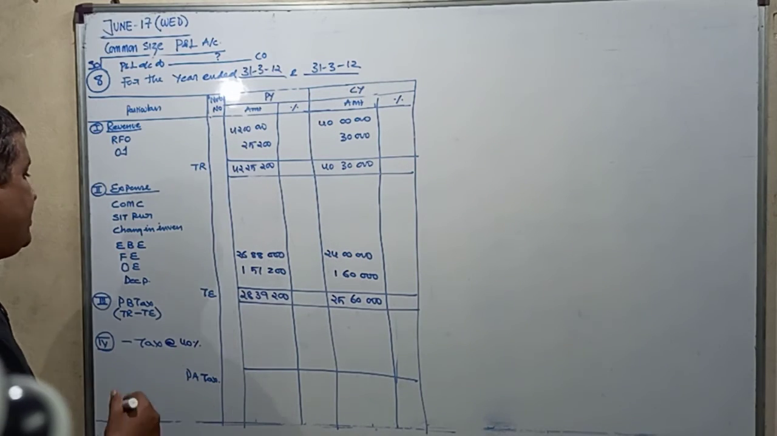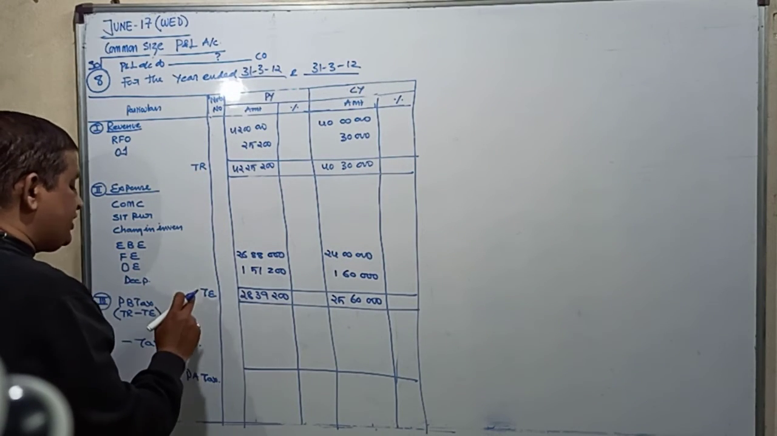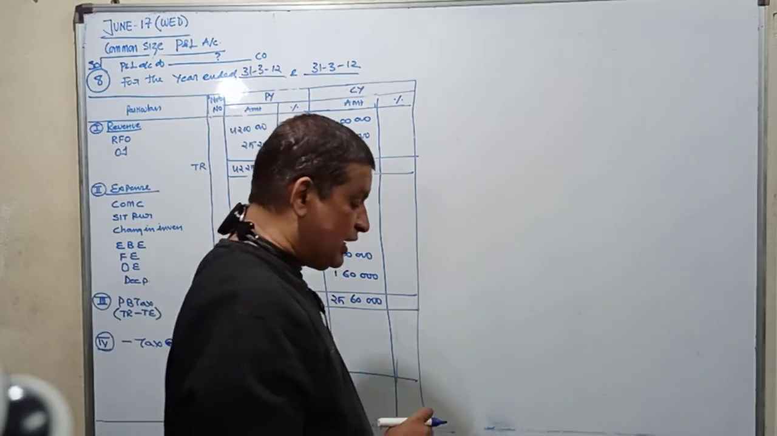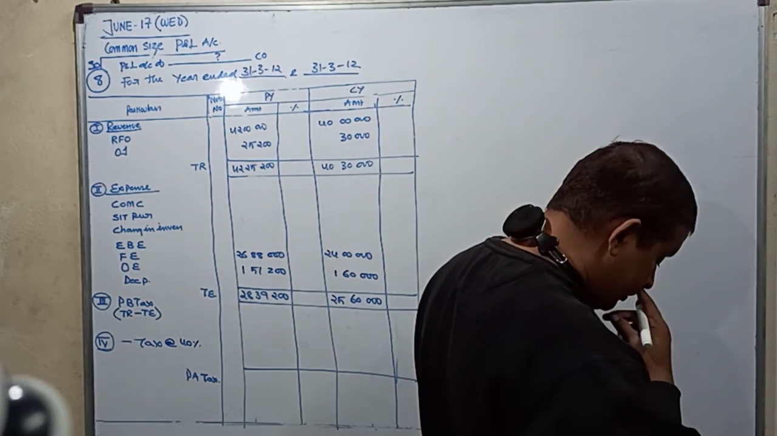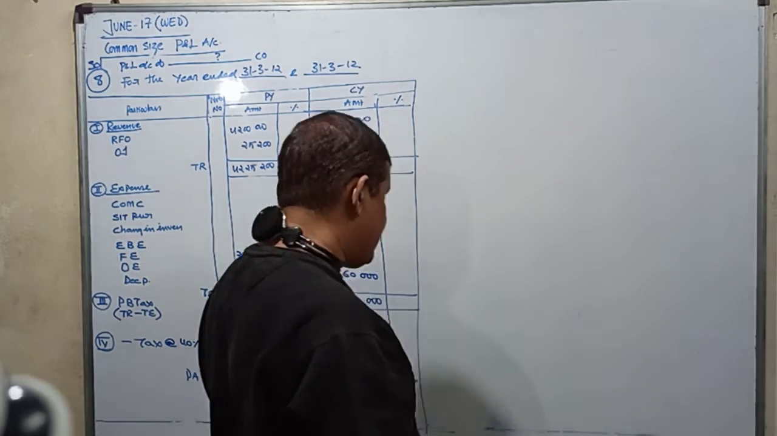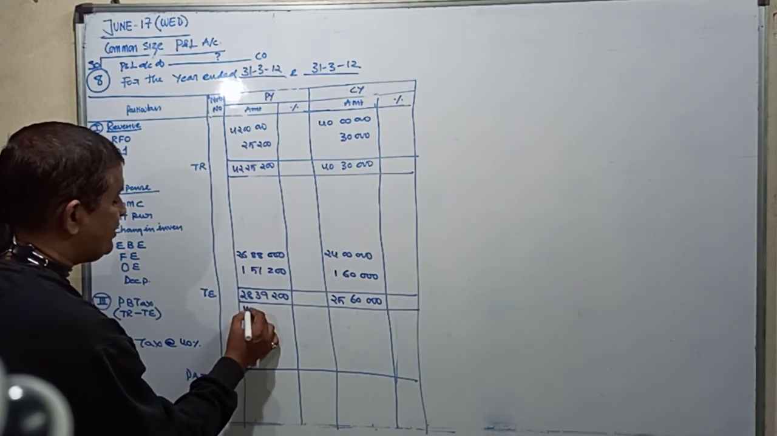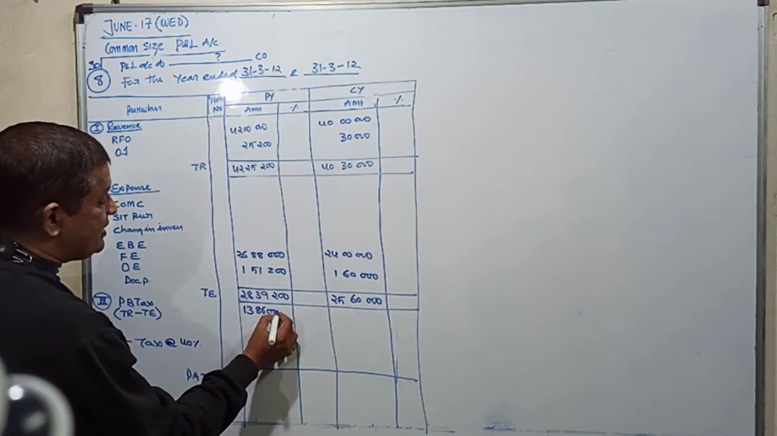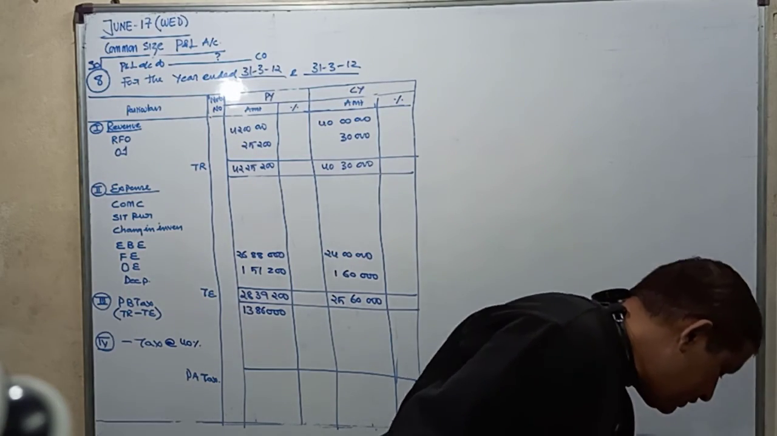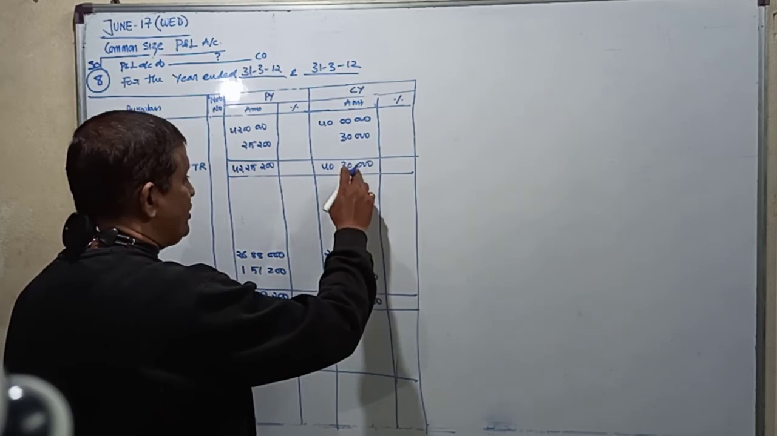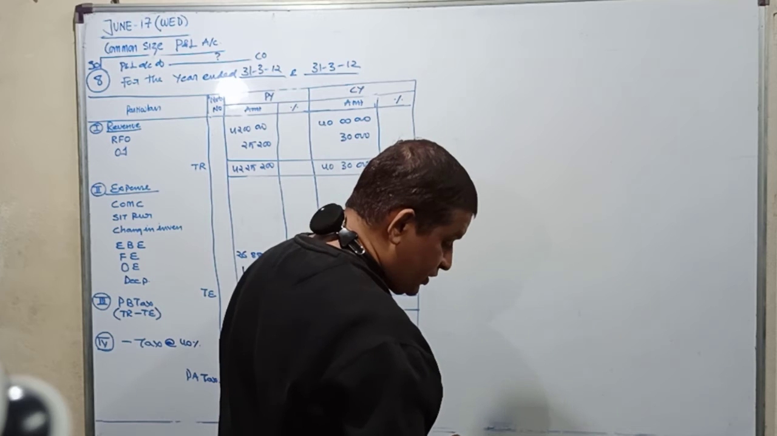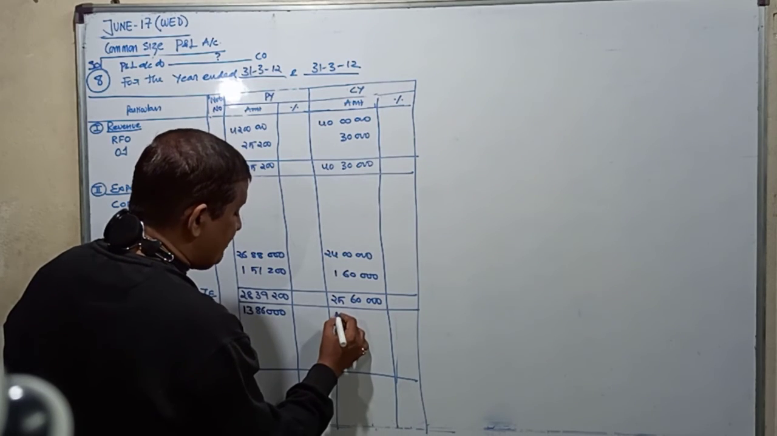Now come to the previous year. This is total revenue. Total revenue minus total expense will give us what? Profit before tax. So 42,25,200 minus 28,39,200 will give 13,86,000. So profit before tax here is 13,86,000, and we are going forward. 40,30,000 is total revenue minus total expense 25,60,000. So the profit would be 14,70,000.